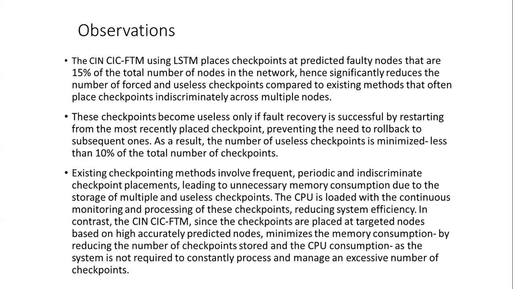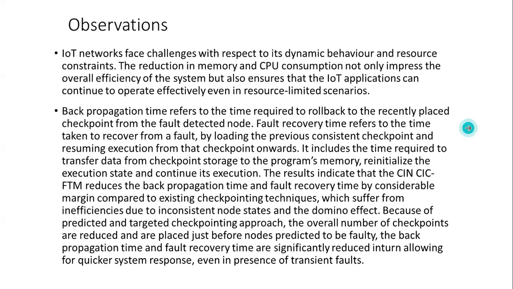Existing checkpoint methods involve frequent, periodic, and indiscriminate checkpoint placements, leading to unnecessary memory consumption due to the storage of multiple and useless checkpoints. The CPU is loaded with the continuous monitoring and preprocessing of these checkpoints, reducing system efficiency. In contrast, in the CI and CIC-FTM, since the checkpoints are placed at targeted nodes based on accurately predicted nodes, it minimizes the memory consumption by reducing the number of checkpoints stored and the CPU consumption, as the system is not required to constantly process and manage an excessive number of checkpoints.